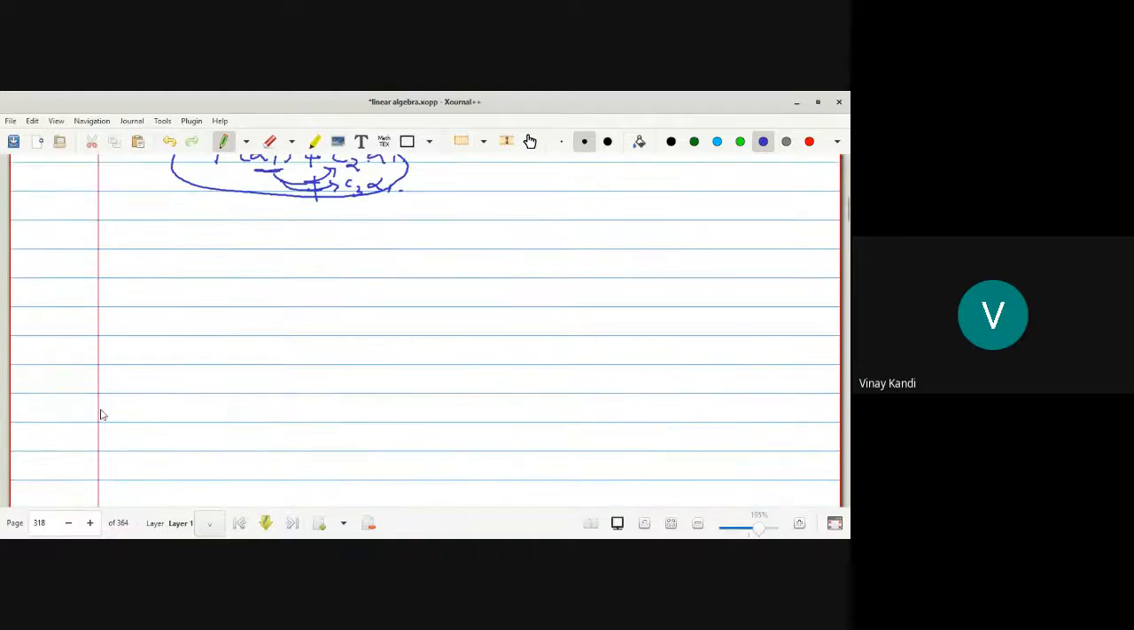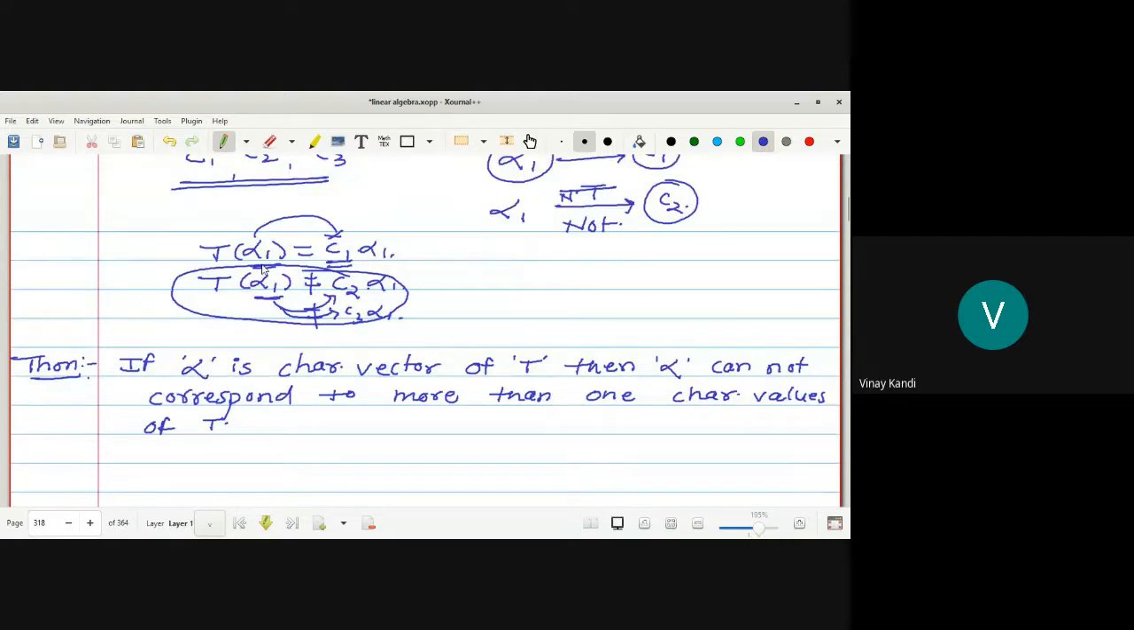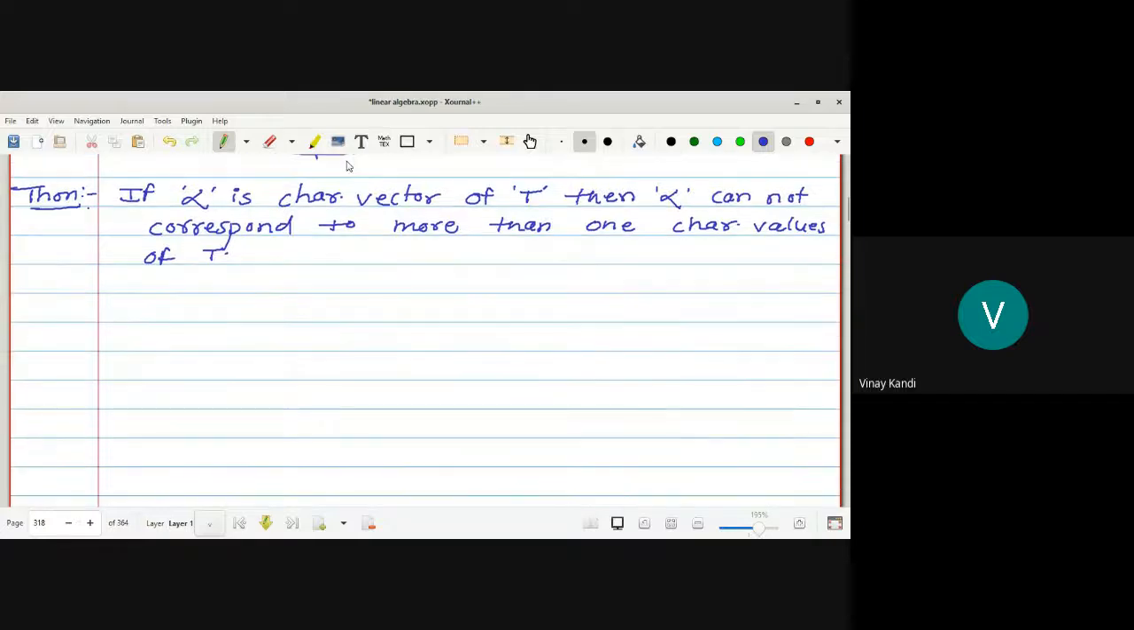The next theorem says that if alpha is the characteristic vector of T, then alpha cannot correspond to more than one characteristic value of T. Alpha 1 is the characteristic vector of T corresponding to C1. Then this alpha 1 is not the characteristic vector corresponding to C2 or C3, if C1, C2, C3 are the three characteristic values of T. That means this alpha 1 corresponds to only one eigenvalue.